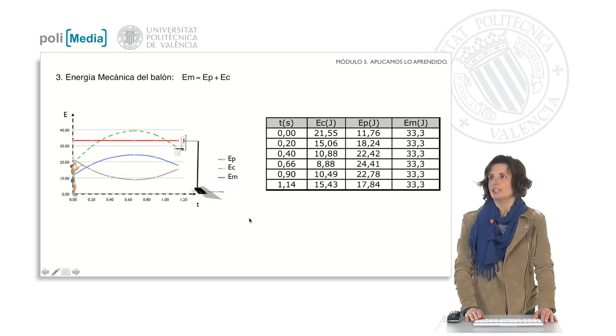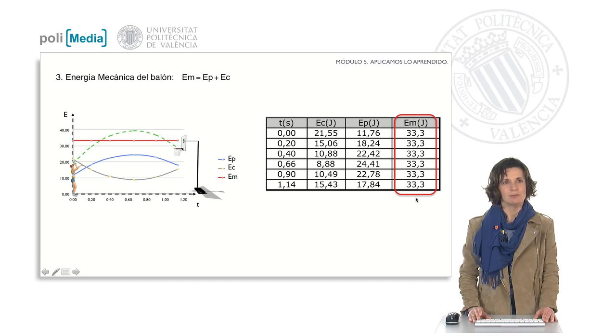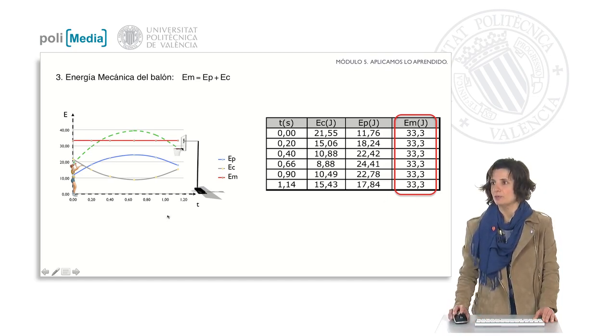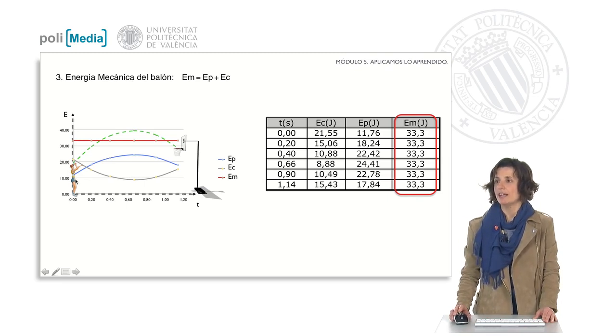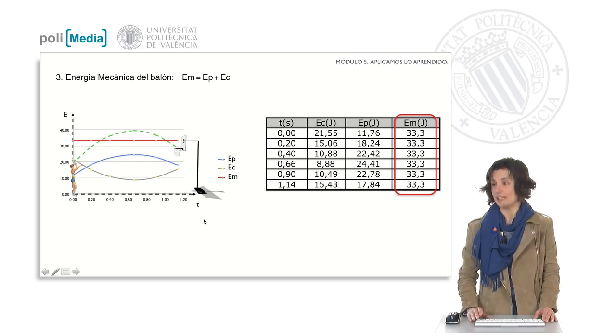Let us now solve section 3, the mechanical energy of the ball, as the sum of the potential energy and the kinetic energy that we have just calculated. The table shows the values calculated in these last two sections and the sum. We can observe how the mechanical energy in all the instants of time gives us the same value, 33.3 joules. We have represented in the graph the potential energy in blue, the kinetic energy in gray, and the mechanical energy, which we can observe is a straight line, constant.